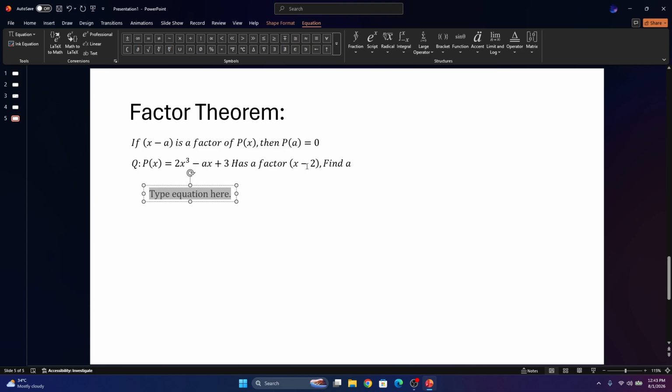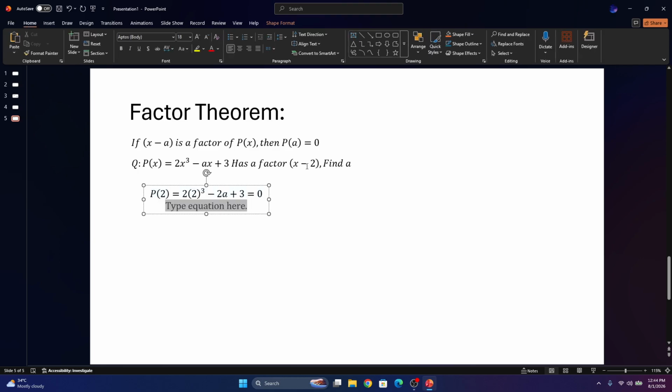So we're just going to write p of 2, substituting the value of x as 2, equals 2 cubed minus 2a plus 3, since a is a variable and x is just going to be 2 itself. And we're going to equate it to 0, since the remainder is just going to be 0. And now we can just solve for a.